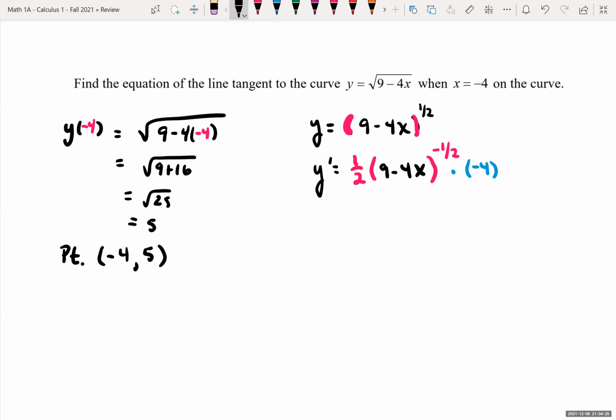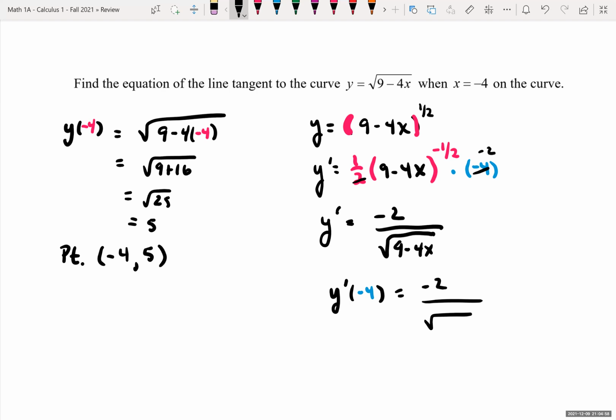So let's clean this up a little bit. The derivative is equal to, 2 goes into -4 -2 times, so I have -2 in my numerator, all over, and let's bring down that negative exponent to make it positive, the square root of 9 minus 4x in the denominator. We need to find the slope at -4, so we plug in -4 wherever we see an x in this function. And so we get -2 all over the square root of, as we saw before, plugging in -4 gives us the square root of 25. And so this gives us back -2/5.